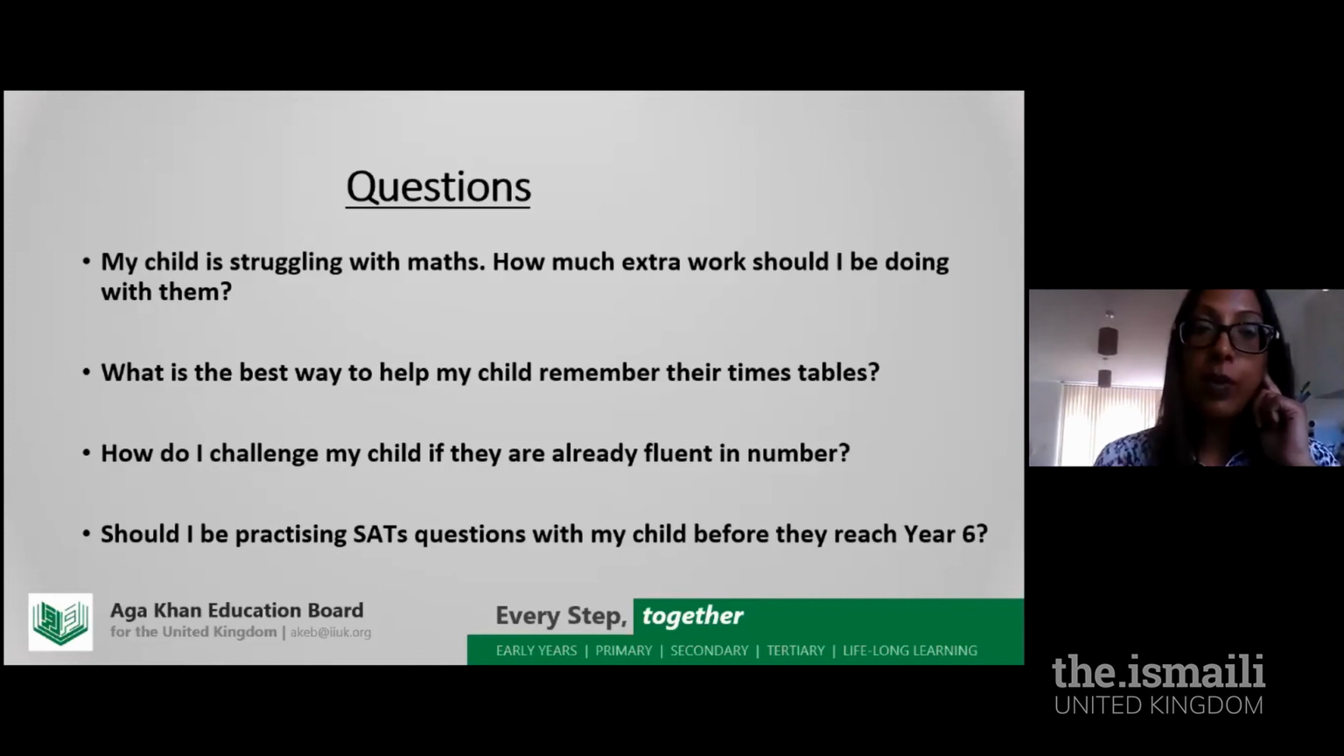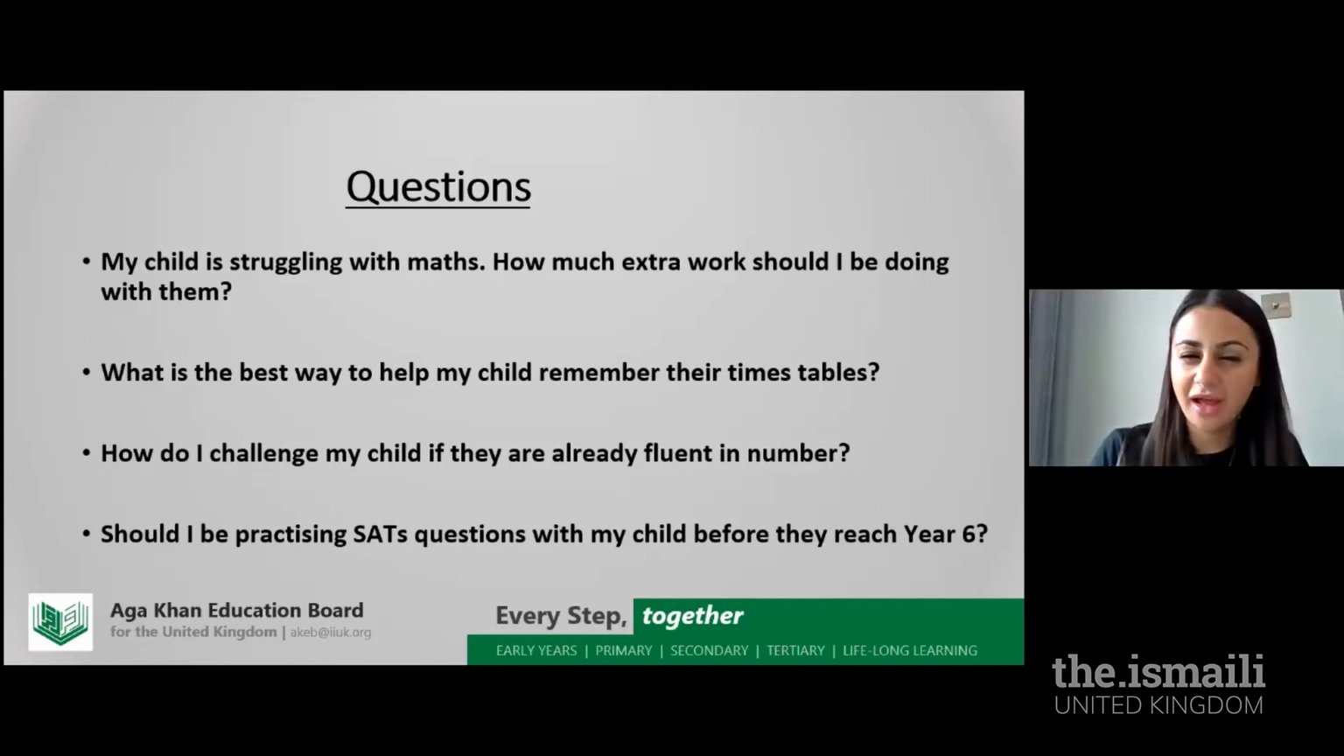Thank you. Next question is, how do I challenge my child if they are already fluent in number? Seema? So here we're looking at developing your child's mastery skills. Mastery is a term that's used really widely in schools at the moment, and it's looking at number in different ways and making sure that your child becomes a master of that concept and can really reason and have a deep understanding of it.